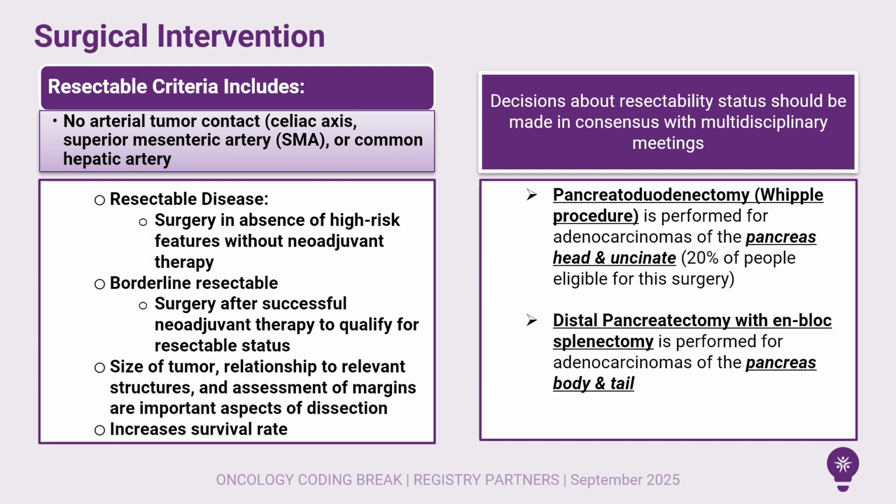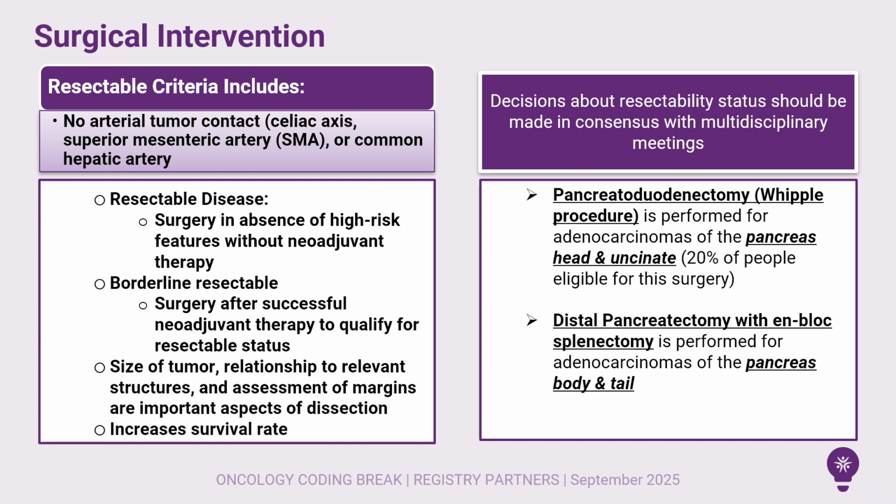Let's talk about surgical intervention. Some resectable criteria include resectable disease, when surgery is done in the absence of high-risk features without neoadjuvant therapy, or borderline resectable, surgery after successful neoadjuvant therapy to qualify for resectable status. Now, the size of the tumor, relationship to relevant structures, and assessment of margins are important aspects of the dissection. This also can increase survival rate for resectability.